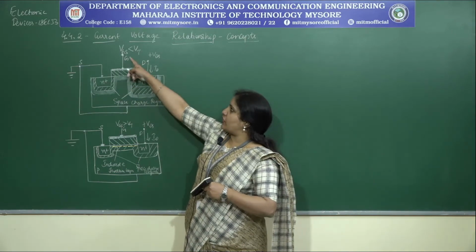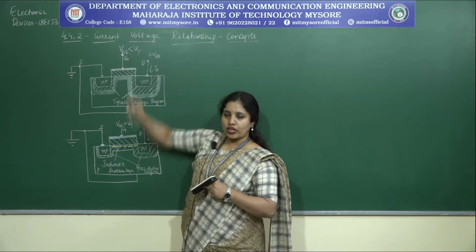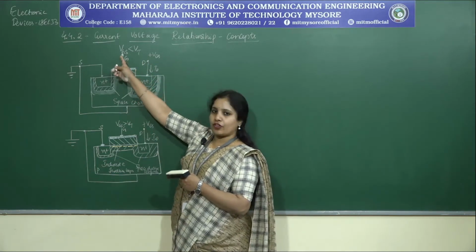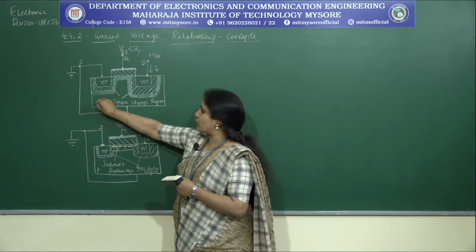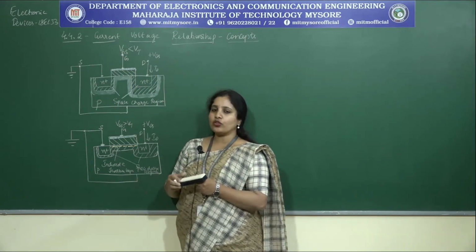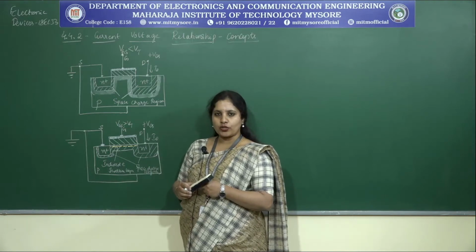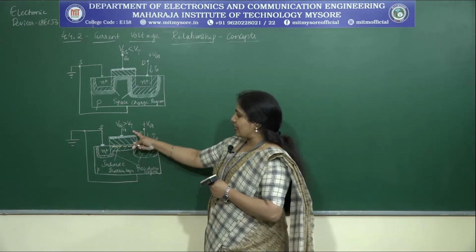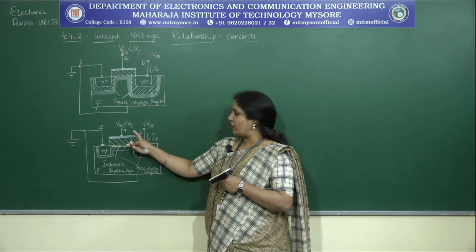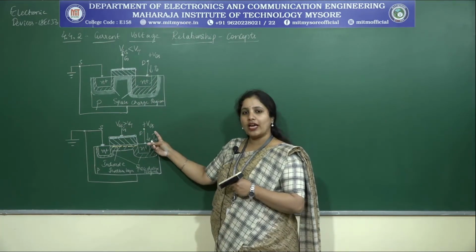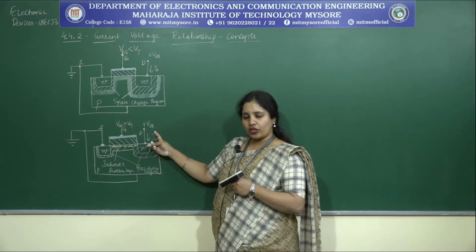One is when my VGS is less than the threshold voltage. When it is less than the threshold voltage, will the gate voltage be sufficient to pull the electrons which are there in the P type substrate? No, it's not sufficient. As a result, there cannot be any channel formation. Now, what is the next case that we considered? It is when my VGS is greater than VT. For both the cases, we have assumed VDS to be a small positive voltage.